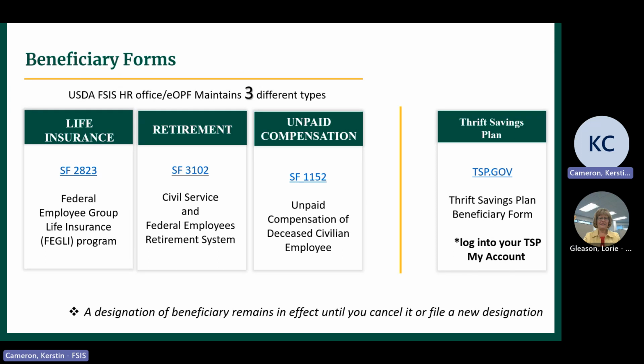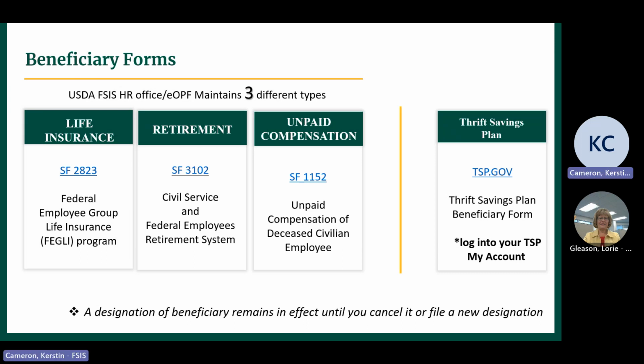There are 3 designation forms that are maintained in your electronic official personnel folder and valid when they are received by the Human Resources in Minneapolis, the Office of Personnel Management, or the TSP Service Office. The designation of beneficiary forms that you file are valid until you file a new designation or if you choose to cancel the prior election. When completing these forms, there must be no errors, crossouts, or alterations.